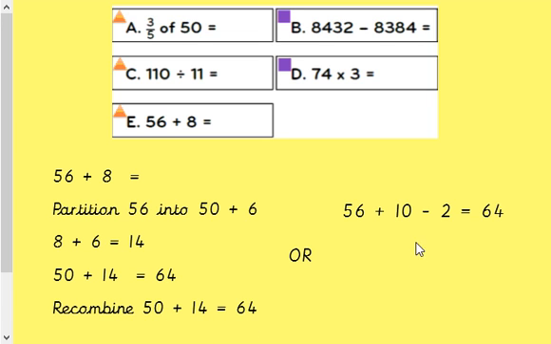And if we recombine that, you can see that's how we get our answer of 64. The second method we might be able to do is that if we wanted to, we could start on 56, add 10 onto it, which would give us 66, and then take away 2. And that would be the same as adding 8 on. Again, leaves us the answer 64.